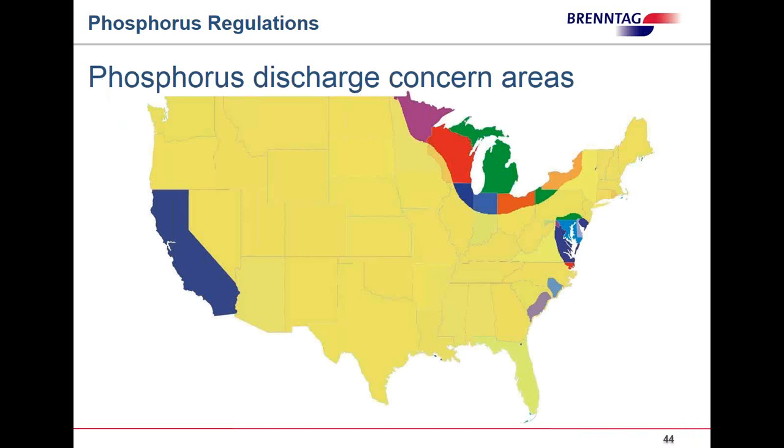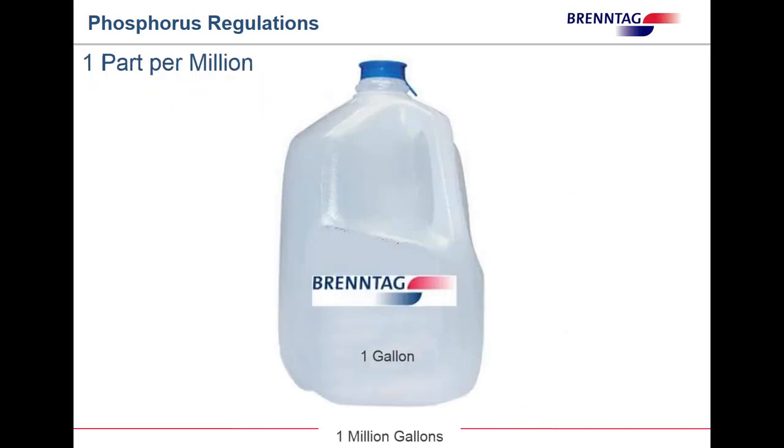So here's a map of the United States with some states in colors. These are states that have discharge concern areas for phosphorus. You can see on the eastern seaboard, the Chesapeake Bay is one of those areas. Next.